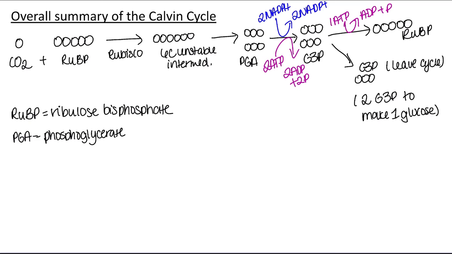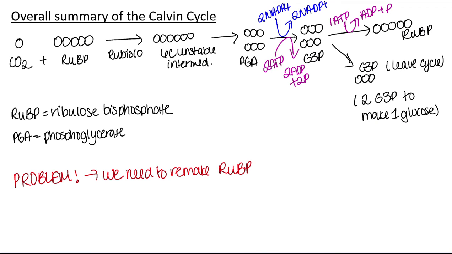So as you're looking at this, hopefully you've got an alarm going off in your head. The alarm is probably saying, well, something doesn't quite add up, right? We kind of have a problem here. Our problem is that we need to remake RuBP, but RuBP is a 5-carbon molecule. G3P is a 3-carbon molecule. So if you look at this overall summary that we drew, here we have 5 carbons and here we have 3. That's 8 total. But we started with 1 carbon from CO2 and 5 carbons from RuBP.